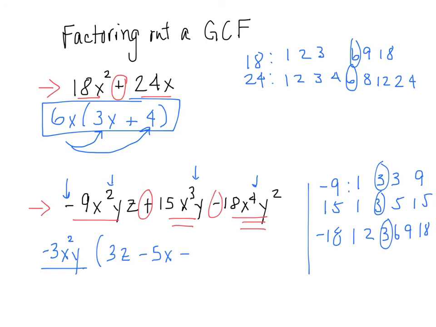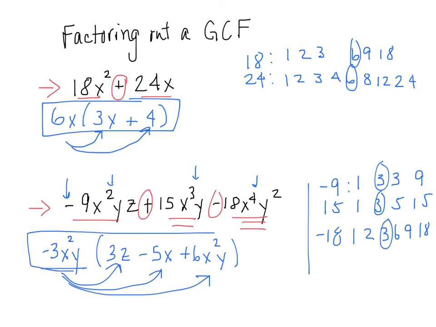-18 divided by -3 is +6. I have 4 x's, I take out 2 of them, so I have 2 left. I have 2 y's, I took out 1, so I have 1 y left. And if you go ahead and again in your head very quickly distribute back in, you can see that we did factor it correctly, and this is what my factored form looks like.